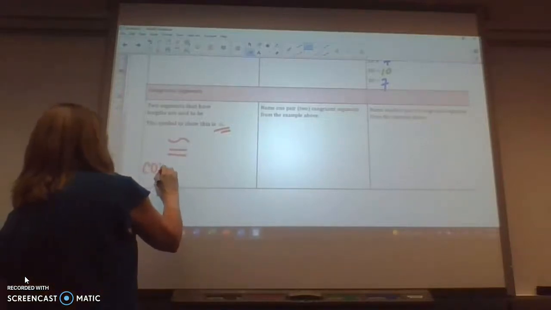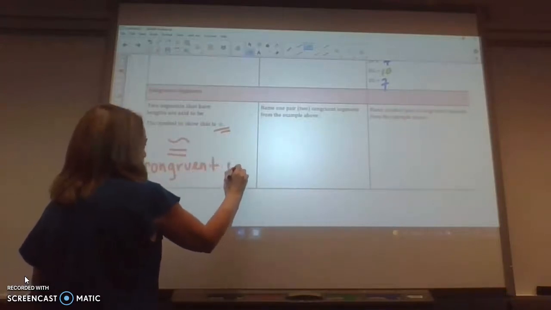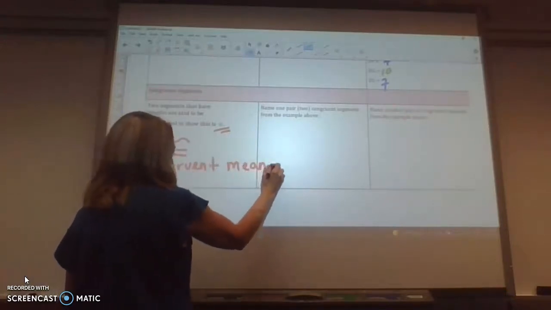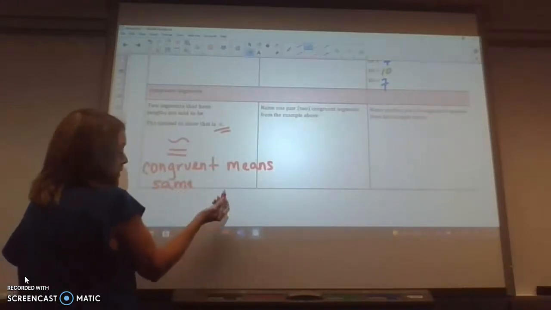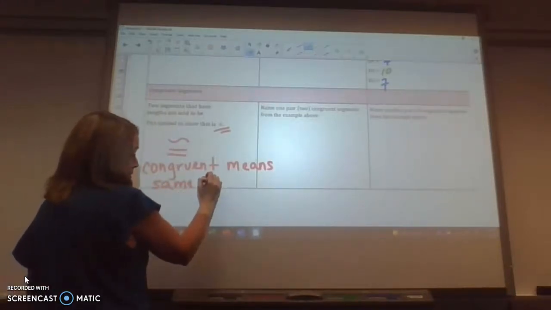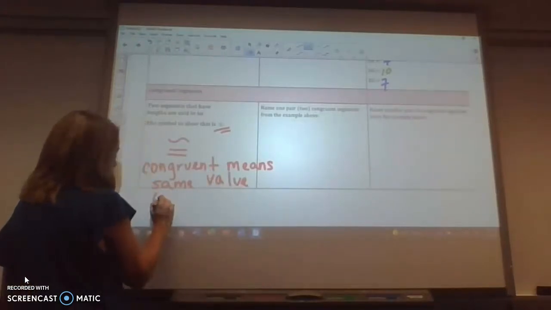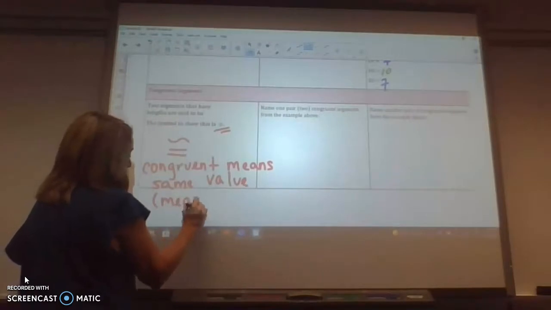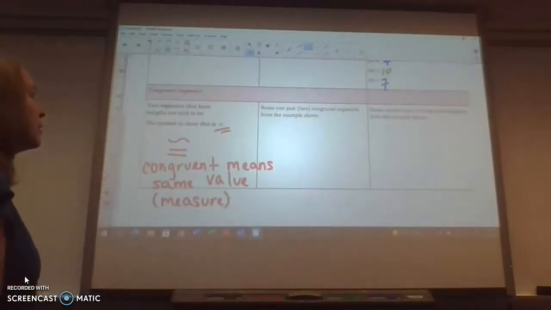Congruent means same length. How about value? Is value okay? Same measure, same distance, same whatever. Okay, that's what congruent means.